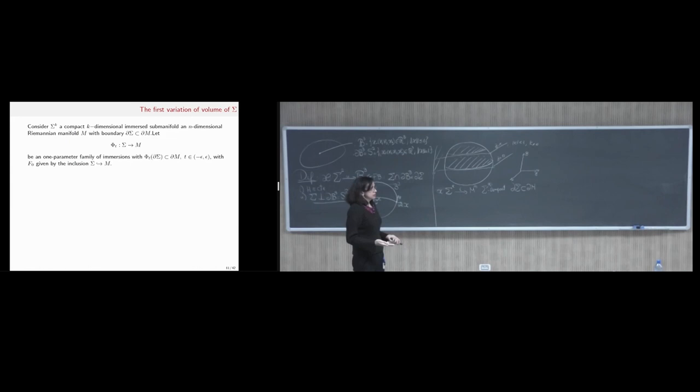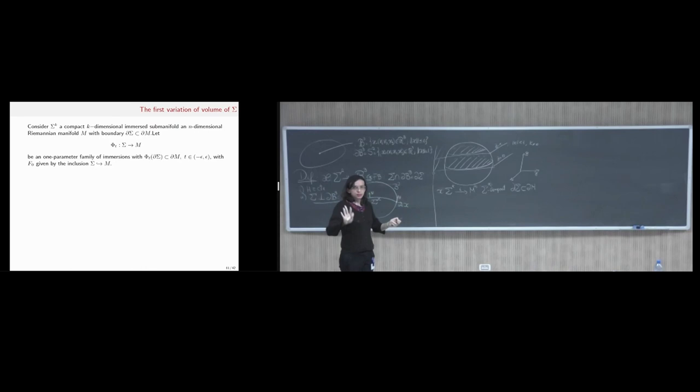Okay, so you can define a variation of the submanifold, and I wanted to define some operator. Then I can calculate the critical point and show that if you have a critical point, you have a free boundary minimal surface, or free boundary CMC surface, or hypersurface, like that. This is what I will do.